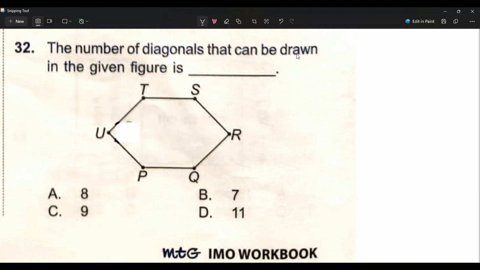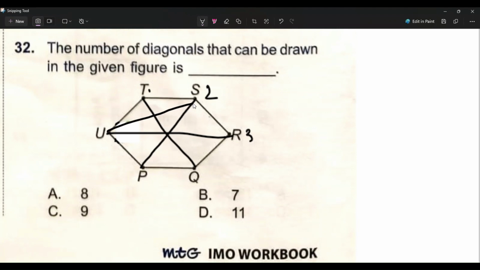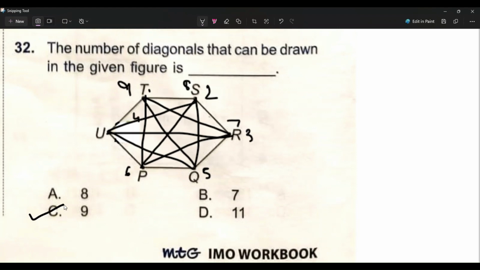32nd question. The number of diagonals that can be drawn in the given figure is dash. So start from here. 1, this is 2, so 3, 4, 5, 6, 7, 8, 9. So option C is the right answer, children.